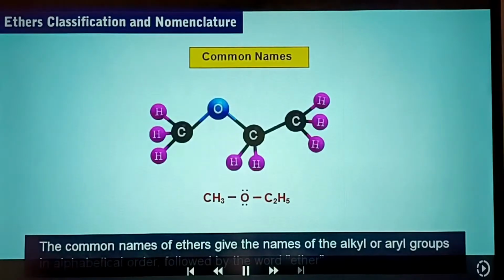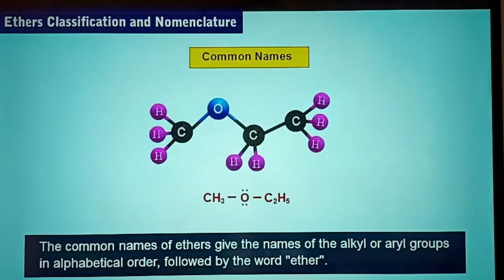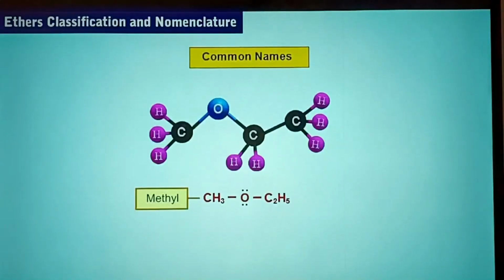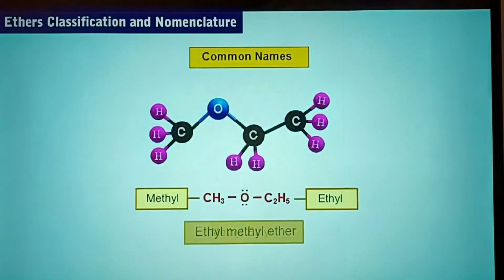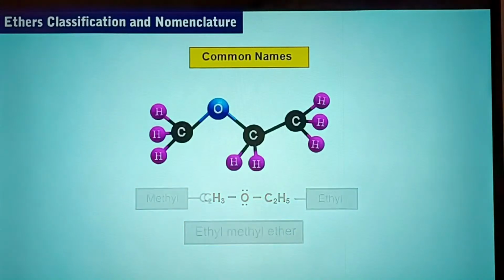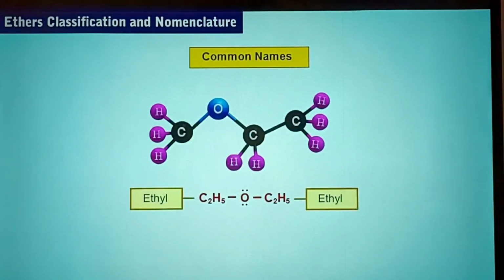The common names of ethers give the names of the alkyl or aryl groups in alphabetical order, followed by the word ether. For example, the common name of the ether shown here is ethyl methyl ether. If the ether is symmetrical, use the prefix di plus the alkyl group name. Add the word ether at the end. The ether shown here has the common name diethyl ether.